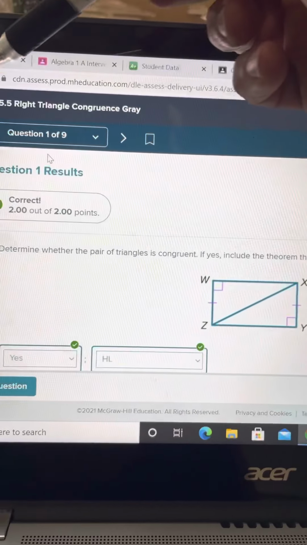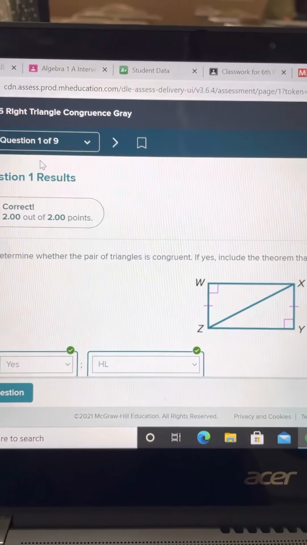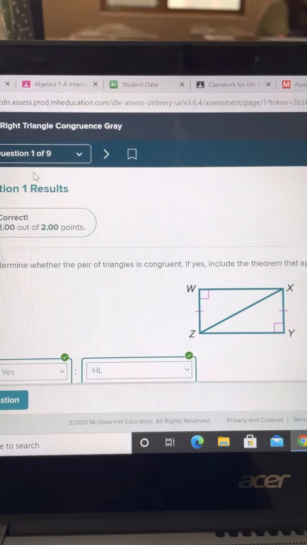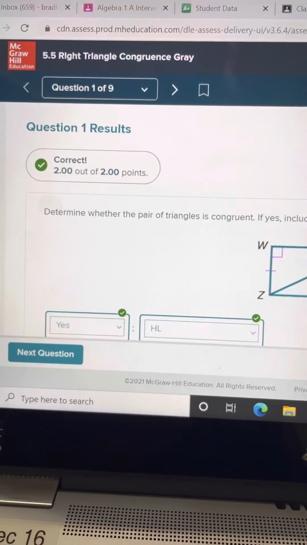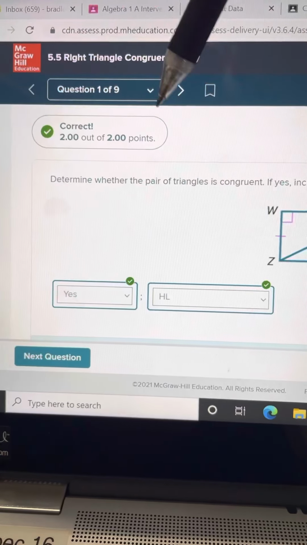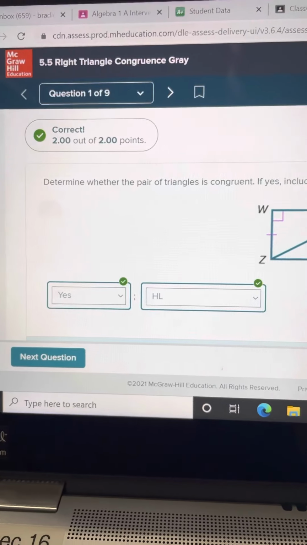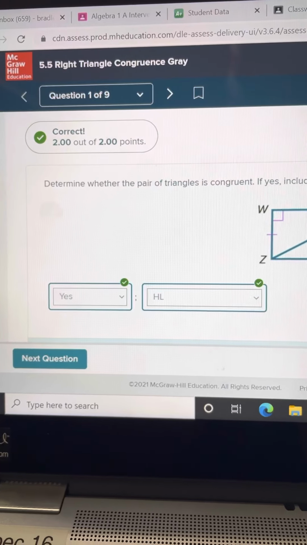I'm taking a look at your 5.5 right triangle congruence, and pause this as needed as we move forward. Let's take a look at number 1. It says to determine whether the pair of triangles is congruent. If yes, include the theorem that applies.